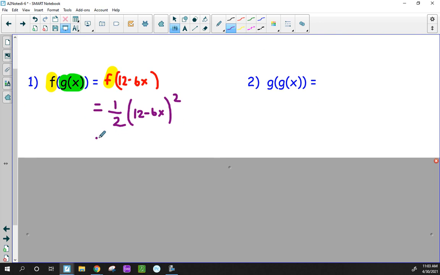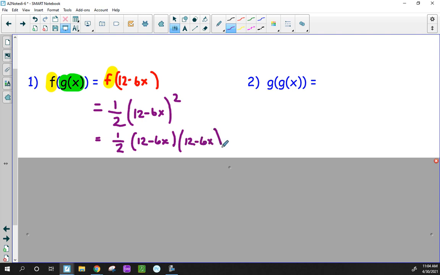Alright, next step. We have multiplication here. We have an exponent. You're following PEMDAS always in these types of situations. You are going to notice that the inside is actually a binomial, which means it needs to be written down twice. And then you're going to use FOIL method, and then take half of your answer.